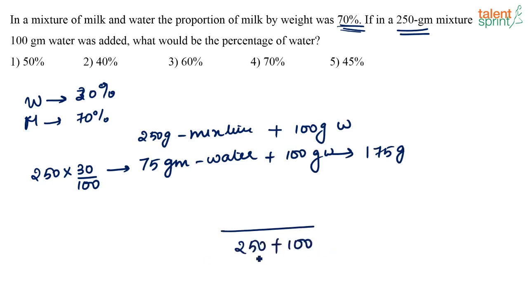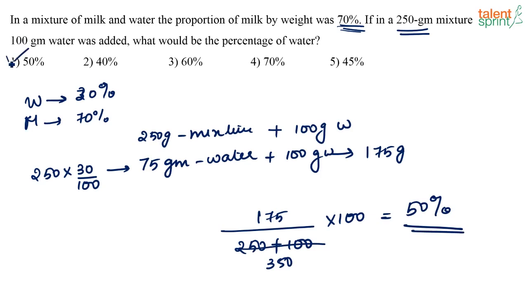Earlier there was 250 grams of the mixture. To that I am adding 100 grams of water. So the total amount of mixture that I have right now is 250 plus 100, and the total amount of water that I have in the mixture now is 175 grams. So what is the percentage that I am looking for? This is the percentage that I am looking for. So this is nothing but 175 divided by 350, that is 100 by 2, which is equal to 50%. Option 1.